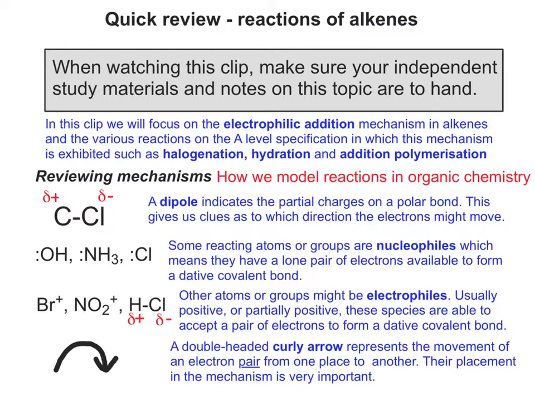And finally, a double-headed curly arrow represents the movement of an electron pair from one place to another within the molecule. So their placement in the mechanism is very important. You have to do them accurately to get the marks.